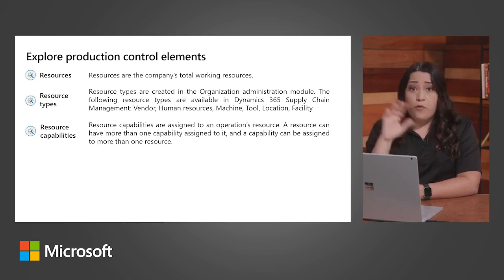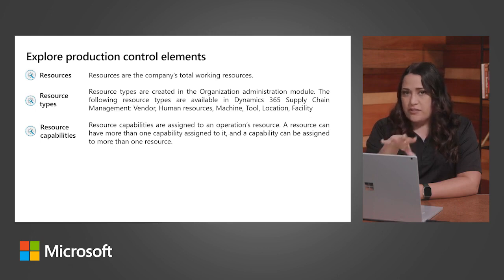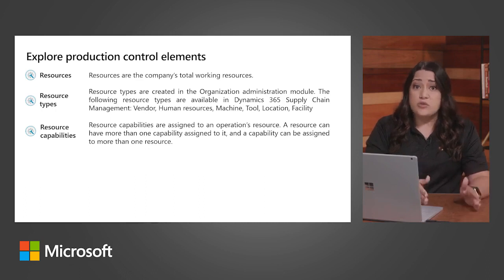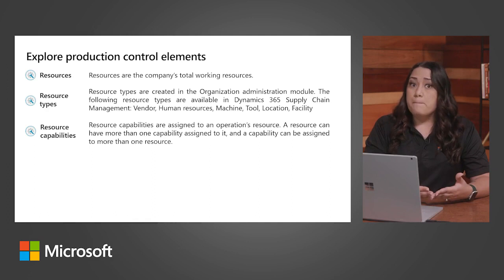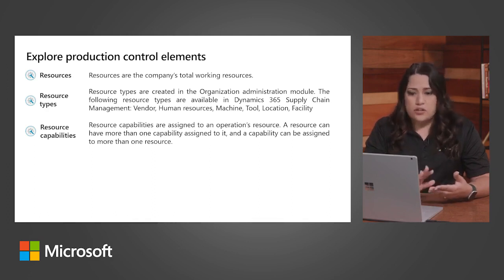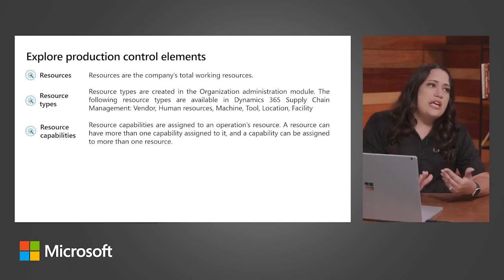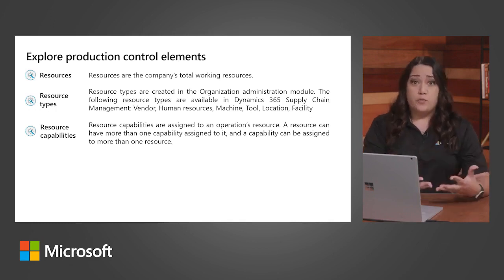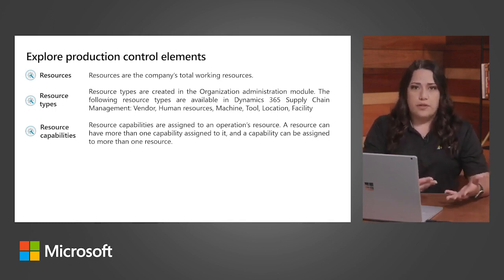But before we start creating a production order in the system, let's discuss a few of those different elements. So the first thing is your resources. This is going to be anything that's used to create, produce, or deliver your goods or services. But this does not include the materials used in the process. So think of this like a machine, a tool, actual people, or a location.